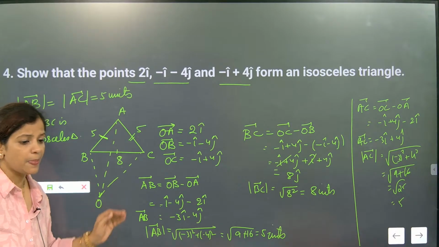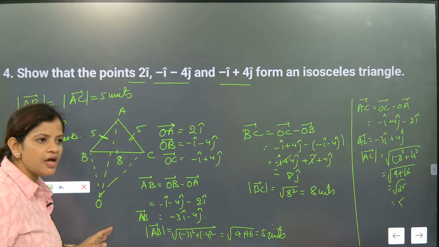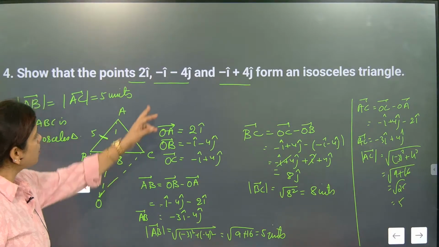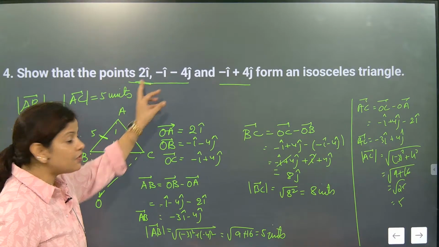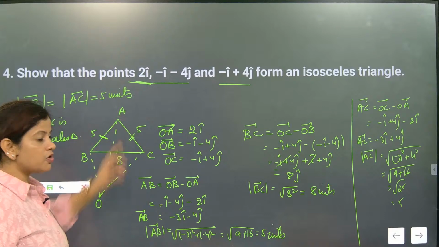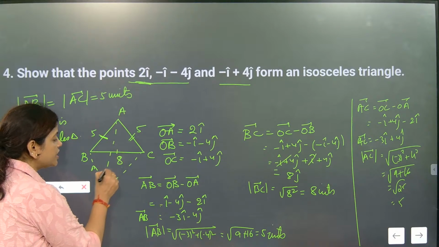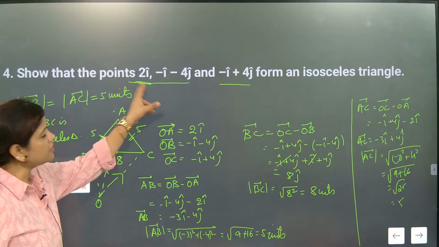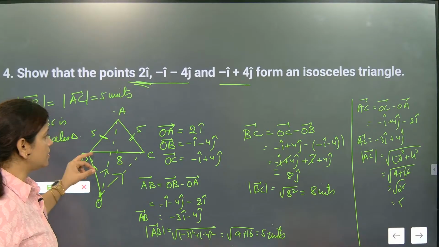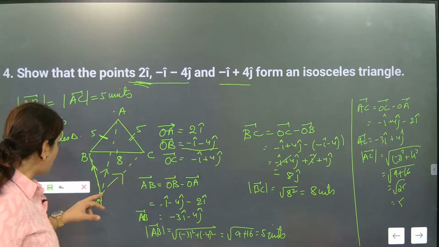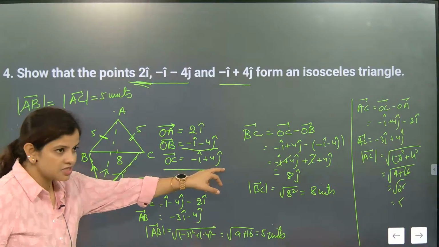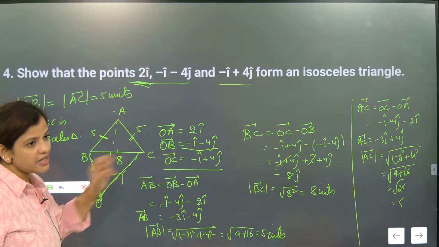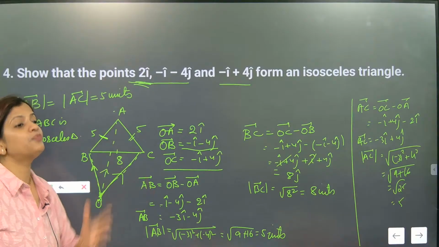What we have done, we connected everything with the origin. First we find the position. How to find position? Whatever is given, that will become OA, because from the origin, everything will go in that direction. So O to A, what is written? 2i. O to B, what is written? This one. O to C, what is written? This one. But beta, our way is to find AB, BC and AC. How to write the position?